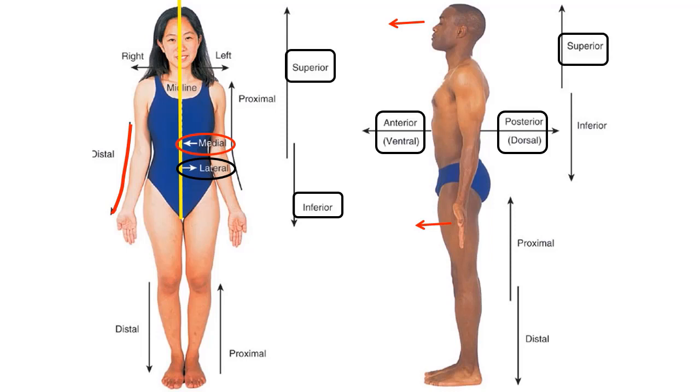Anything towards the head is called superior. Anything lower down is called inferior. Anything nearer to the trunk is called proximal. Anything away from the trunk is called distal.